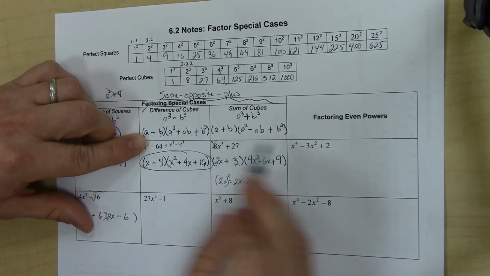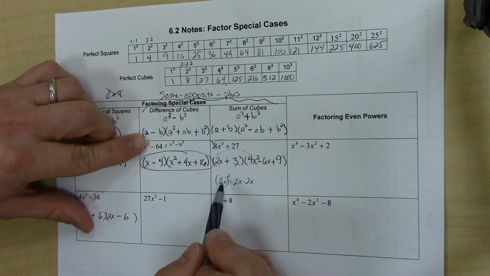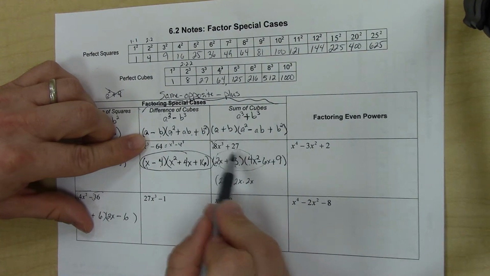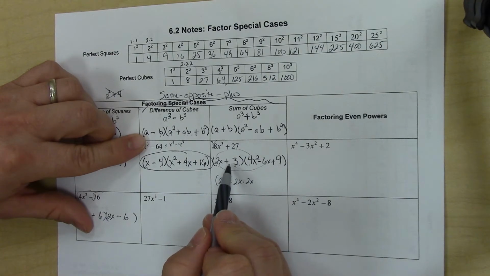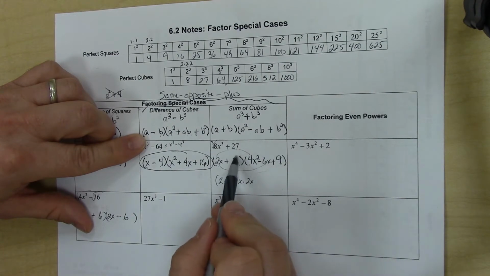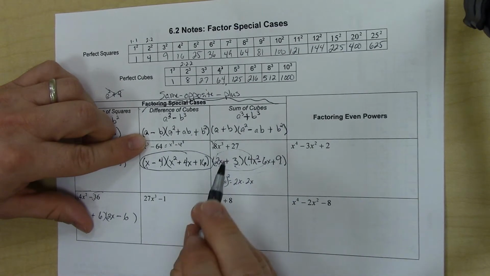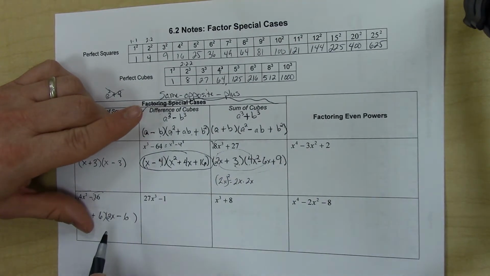I could FOIL this back out. I could see that this will give me the 8x cubed I want. A plus 12x squared and a minus 12x squared will cancel each other out. A plus 18x and a minus 18x will cancel each other out. And plus 27 gives me my last one, so it works. And you could do the same thing here if I wanted to.